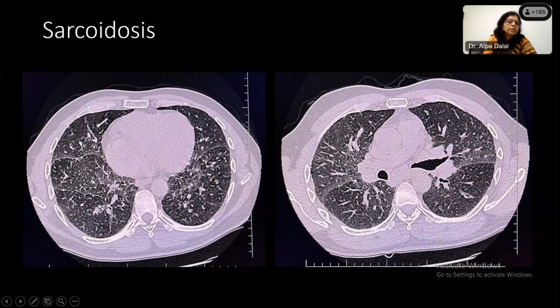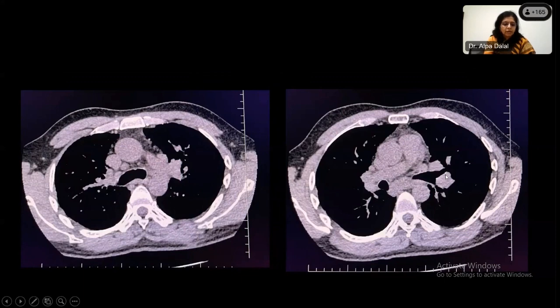And you are seeing multiple reticular opacities here, the septal thickening, and randomly distributed nodules. You can see here, and also here, the hilar lymph nodes are enlarged. You can see these are the hilar nodes. And this is a mediastinal window. You can see here this is a big subcarinal node. This is a hilar node.